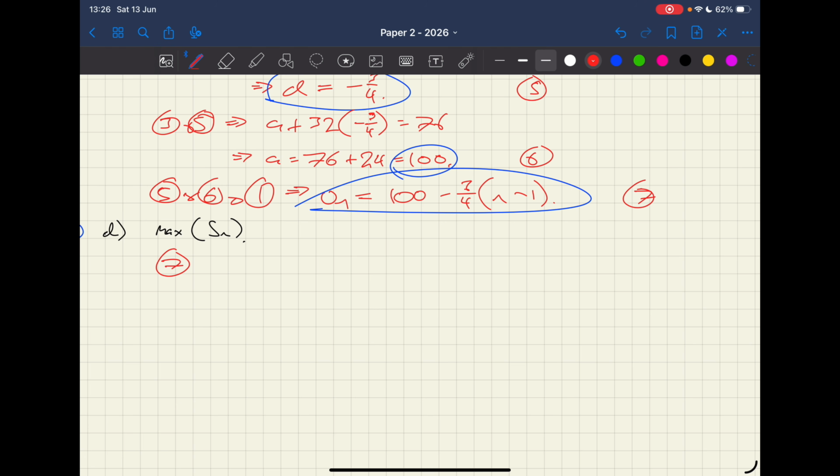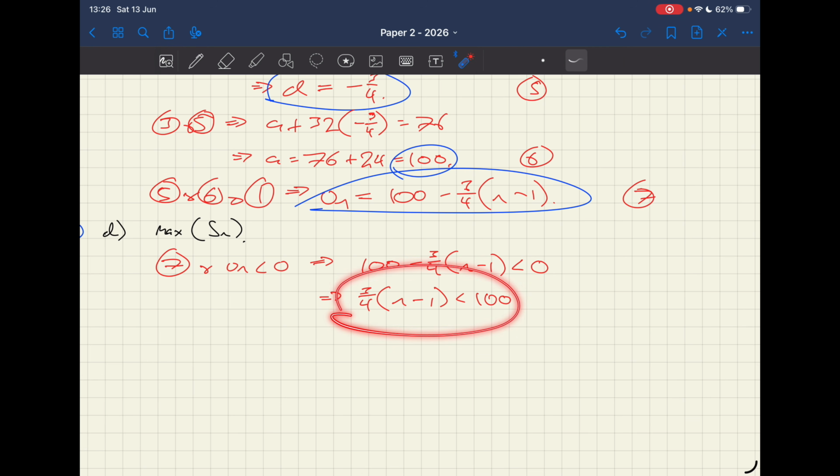So thinking about 7, we want to find when our sequence is negative. Doing that, we have 100 minus the 3/4 lots of n minus 1, and that needs to be less than 0. Let's add this bit over. We're going to end up with the 3/4 lots of n minus 1 is less than 100. Times by 4, divide by 3, we'll have n minus 1 is going to be less than 400 on 3. And then adding 1 to that, we have that n needs to be less than.